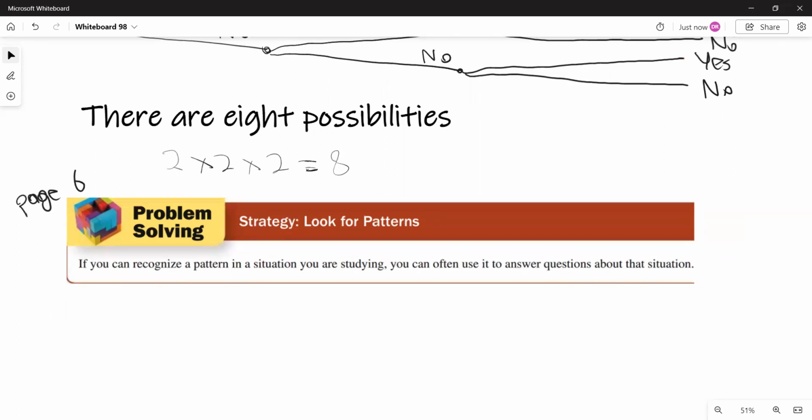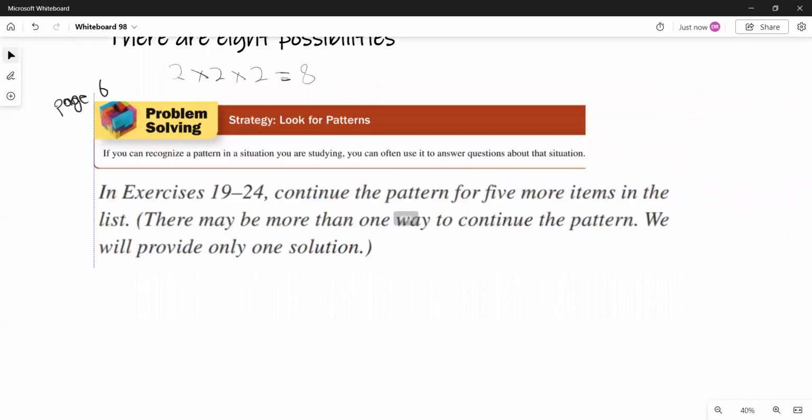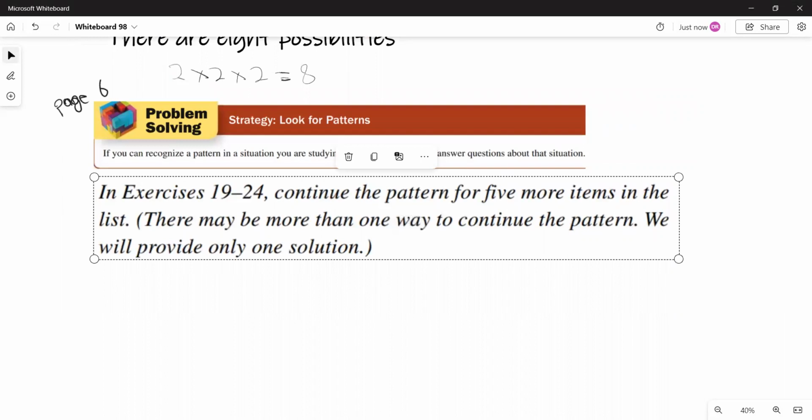So back to page 15. We're doing number 20 and 21. Okay, so those are the directions. Let's do number 20.